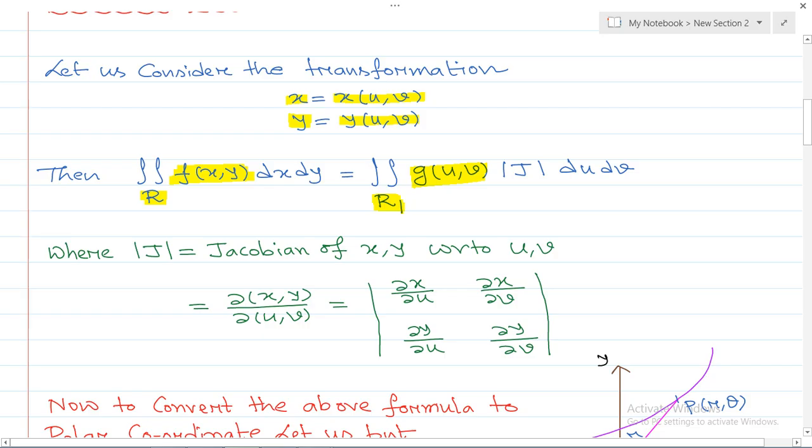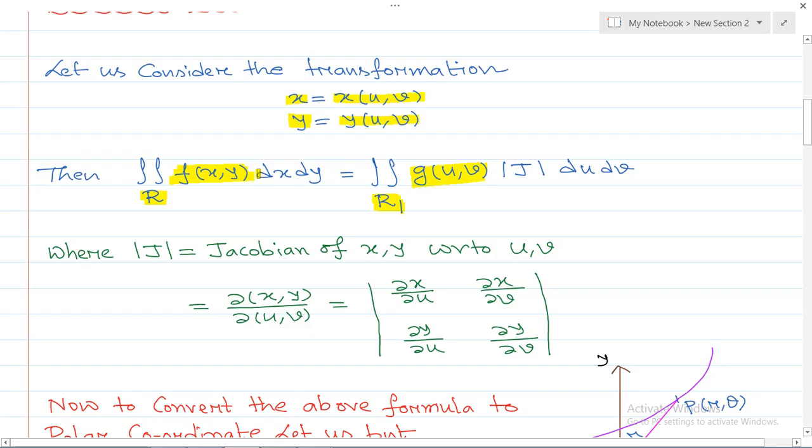Here I have written the domain R1. After the transformation, when we draw the uv plane, the diagram will look a little bit easier, but the regions R and R1 are basically identical. If we draw the region R in the xy plane and the region R1 in the uv plane, these two diagrams are basically identical. But just replacing x and y by functions of u and v is not sufficient. How do we get the rest of the terms?